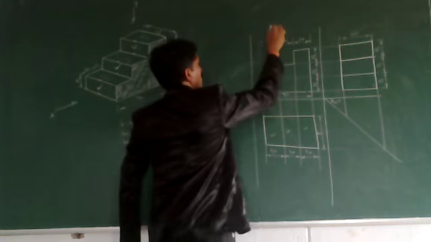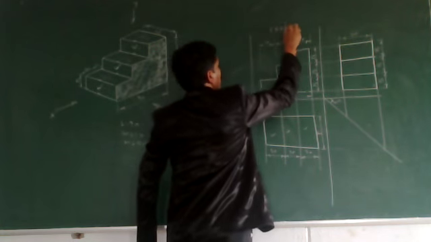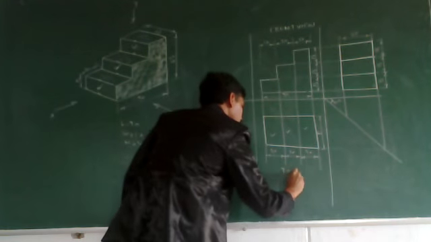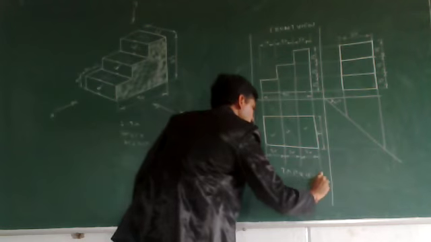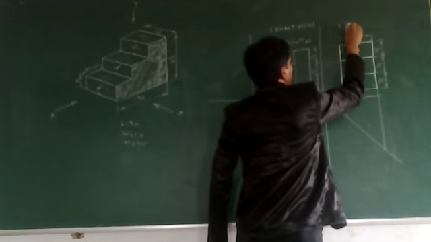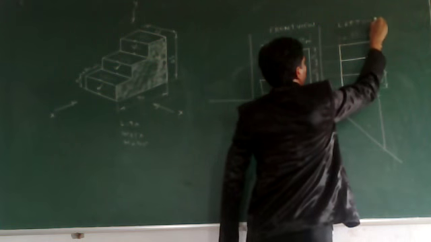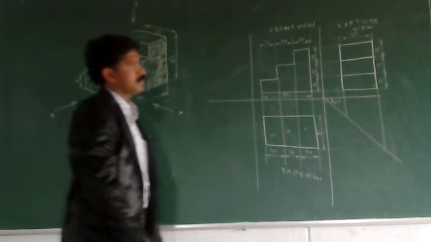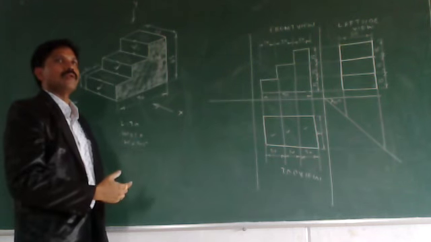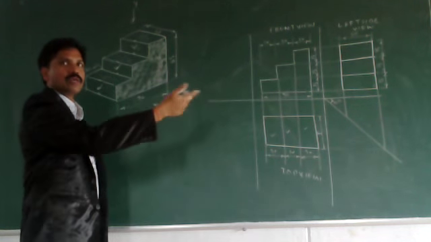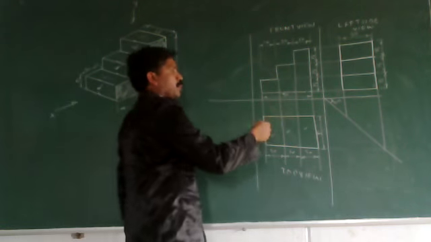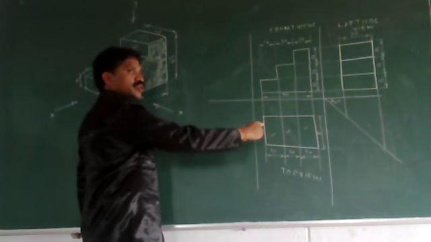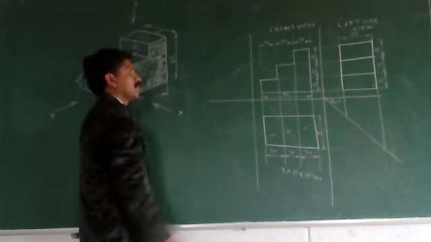This is the front view, and top view, and this is the left side view. These are the views. This is a very simple method to obtain any side view, either the left side view or the right side view. If you want the left side view, project these lines towards the right side of the front view. If you want the right side view, project these lines towards the left side.